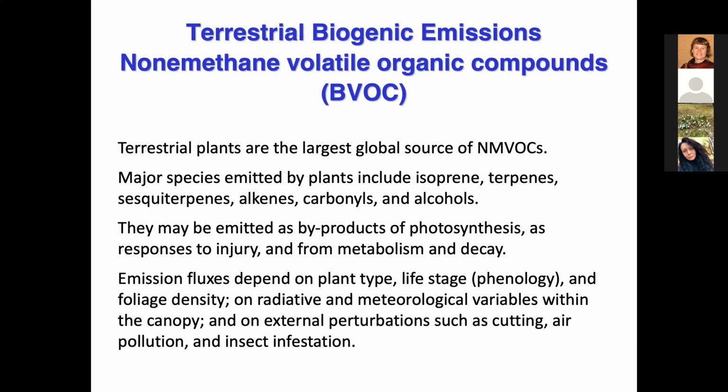Terrestrial biogenic emission of non-methane volatile organic compounds, BVOC. And they, of course, are of great interest if you do aerosol research in the atmosphere. So terrestrial plants are the largest global source of non-methane VOCs. Major species emitted are isoprene, terpenes, sesquiterpenes, alkanes, carbonyls, and alcohols. They may be emitted as byproducts of photosynthesis, as responses to injury, and from metabolism and decay. Emission fluxes depend on plant type, life stage, and foliage density, on radiative and meteorological variables within the canopy, and on external perturbations such as cutting, air pollution, and insect infestations.